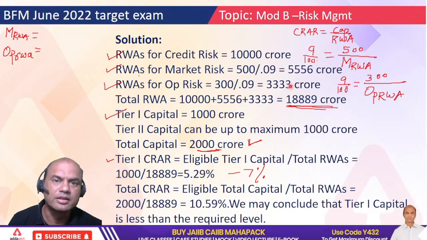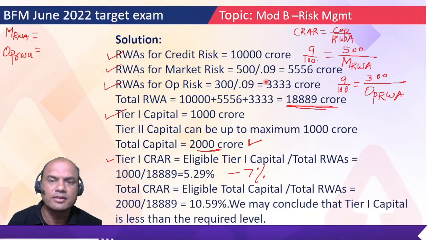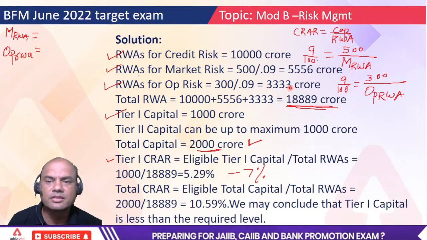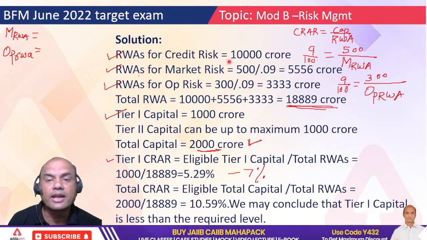Everyone must answer. Type yes if you have got the same answer. Type yes, everyone. Yes, now you are typing. So now add them. 10,000 total RWA we wanted.